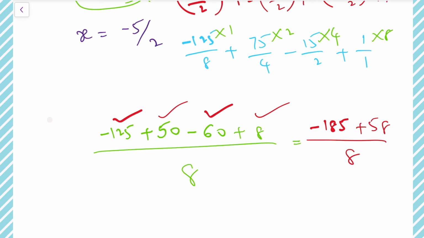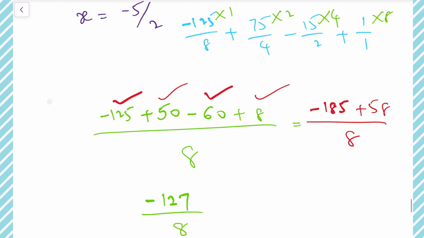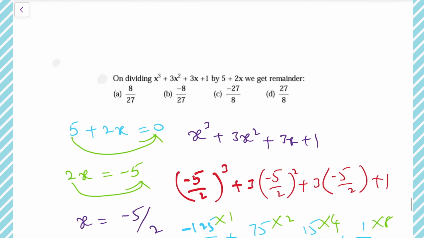Now minus 185 is a negative number, and 158 is a positive number. One is minus, one is plus, which means we need to do subtraction. So 185 minus 158 is 27. The bigger number has the negative symbol, so minus 27 divided by 8. It is not possible to do cancellation, so this is the final answer.